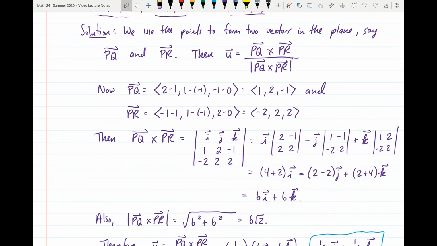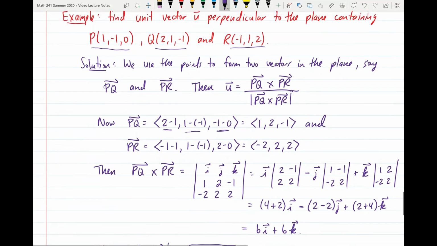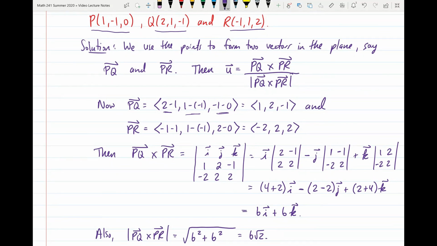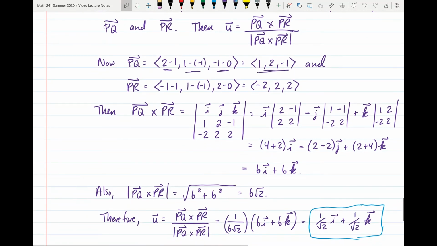Okay, so our vector PQ in component form is given by 2 minus 1, 1 minus negative 1, and minus 1 minus 0, where we're just taking the appropriate components of Q and subtracting the appropriate components of P, and that'll give us that PQ in component form is 1, 2, minus 1. And the vector PR, likewise, is minus 1, minus 1, 1 minus negative 1, 2 minus 0 in component form. And we use the same process there.